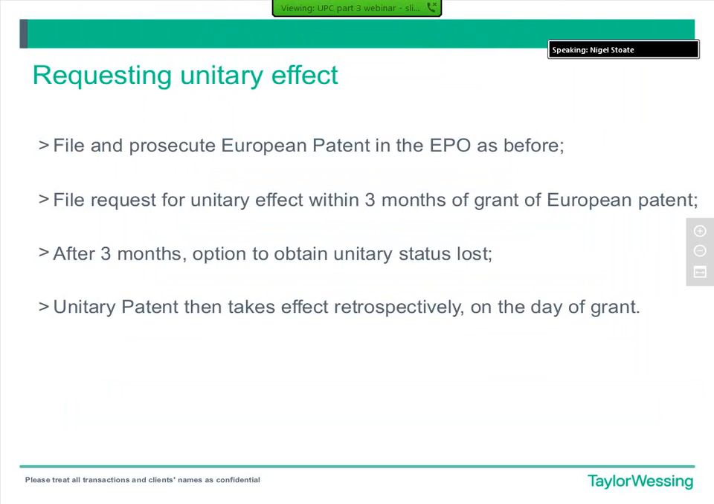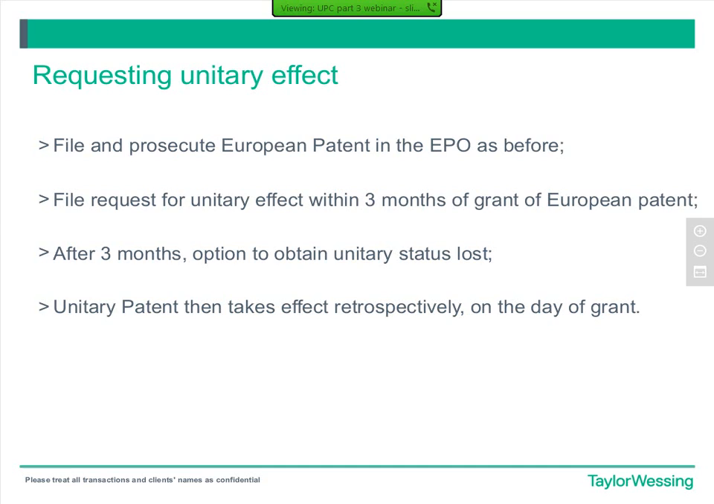Requesting unitary effect. There is no filing and prosecution of a unitary patent as such. Instead, the applicant for a unitary patent files and prosecutes in the European Patent Office in the normal way for a European patent, or classical patent as it may be referred to, to avoid confusion. However, the additional step is then made of filing a request for unitary effect with the EPO. This request must be made within 3 months of the date of publication of the mention of the grant in the European Patent Bulletin. So if unitary effect is not requested for a classical European patent within this period, the opportunity to obtain unitary patent status for that patent is lost.